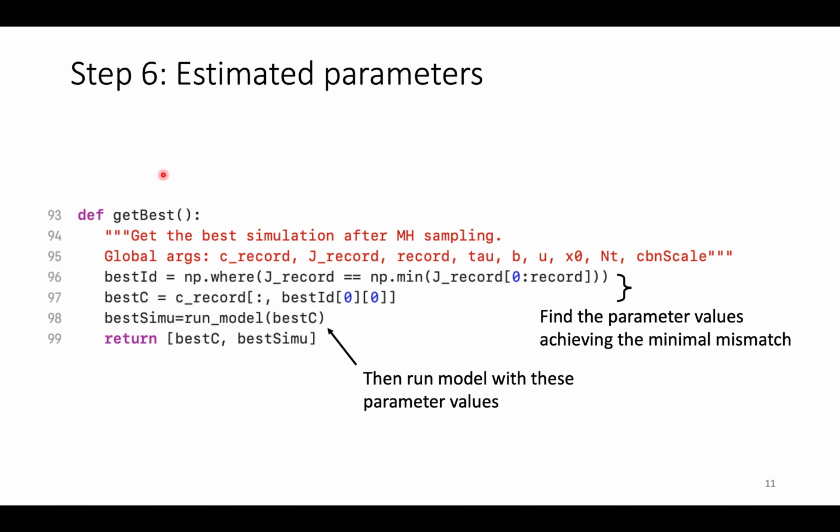The guessed-best function is to retrieve all accepted parameter values and corresponding mismatches and find the optimal parameter values achieving the maximum reduction in cost function. Then it calls the run model function again to get the simulation results with optimal parameter values.